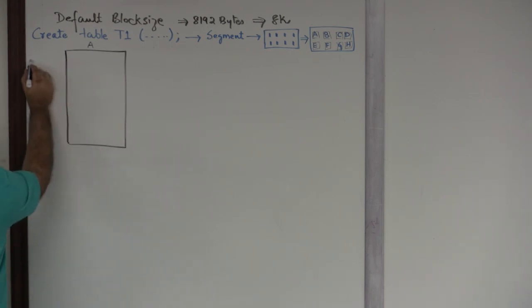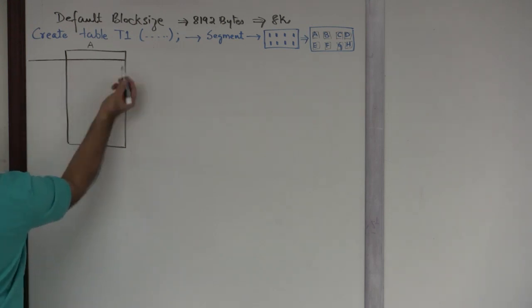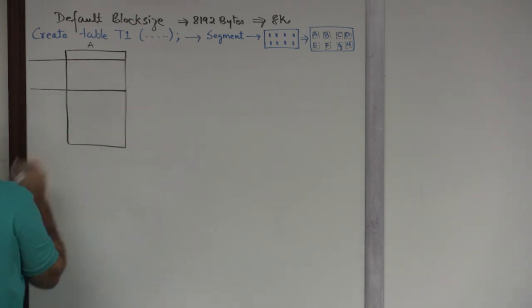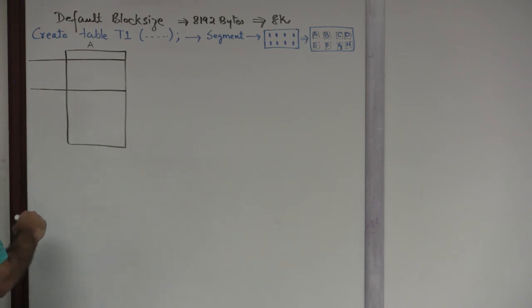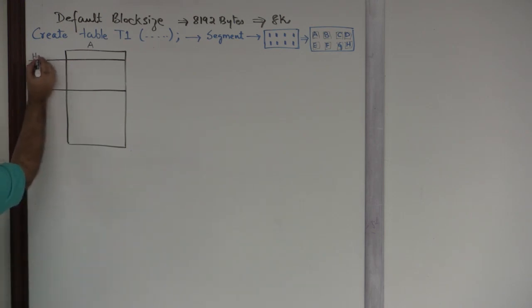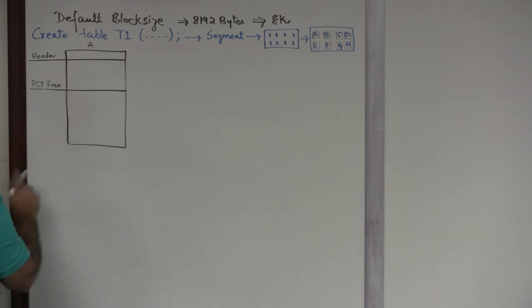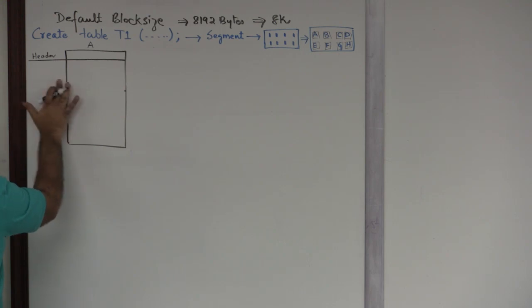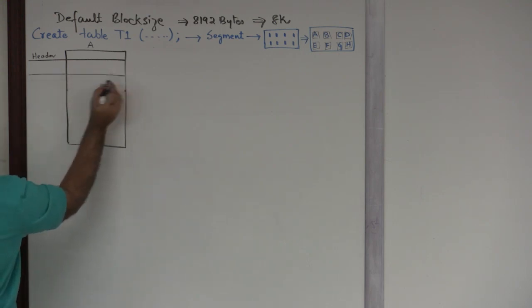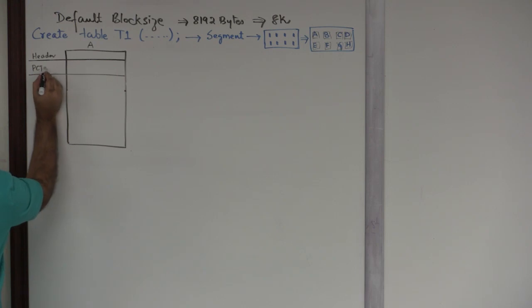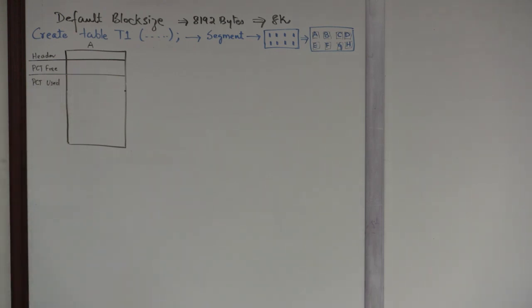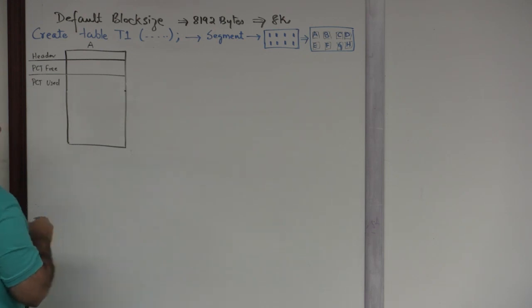Block A is internally divided into 3 different parts. The first part, the second part, and then the third part. The first part is called the header. The second part is called PCT free. And then the third part is called PCT used. Okay, fairly simple.